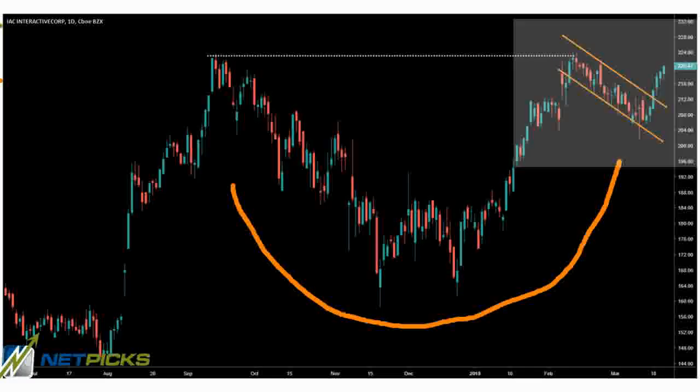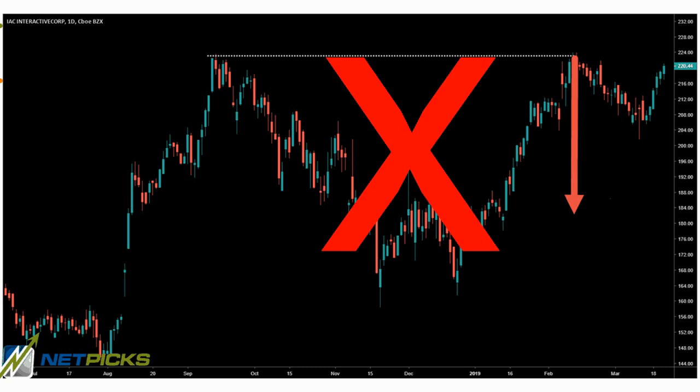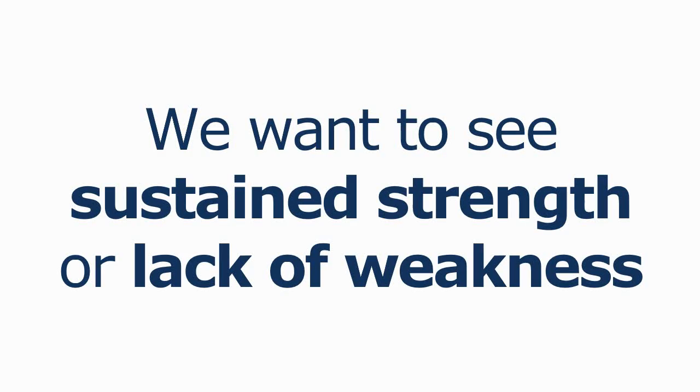Now, the handle of the cup, as seen on the right side here, can also be considered a bull flag, and traders can trade that pattern. What we don't want to see is the handle pulling back too deep into the distance of the right side of the cup. So if price was to pull back over 33% of the height of the sides of the cup, we would probably want to avoid this as a cup and handle, because we want to see sustained strength or lack of weakness as price sits at the peak of the cup.